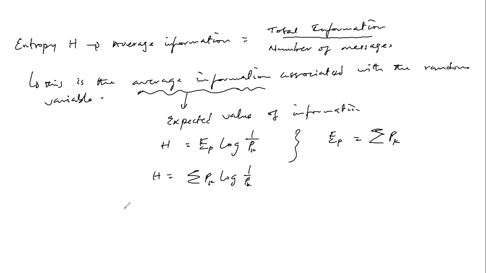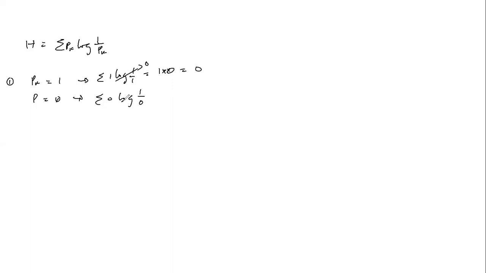We can also derive the following properties from this definition. Since entropy is the same as the expected value of information, we see that the entropy is zero if the event is sure, that is when this p_k is one, or when it is impossible. So when the event is sure, we have summation 1 log 1 over 1. We already know that this reduces to 0, so 1 times 0 is 0. And when it is impossible, summation 0 log 1 over 0, regardless of this value, 0 times this is equal to 0. So when the event is sure or impossible, the entropy is 0.